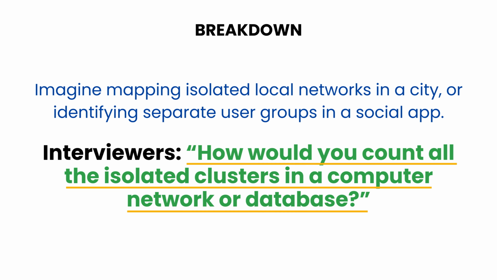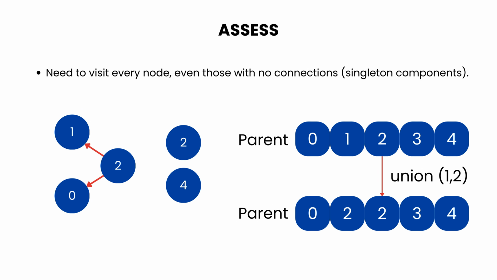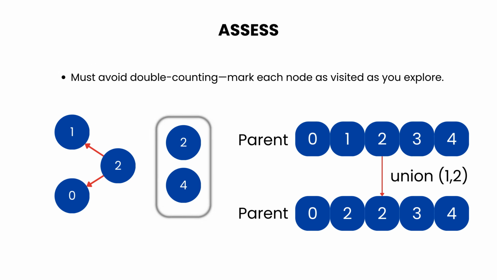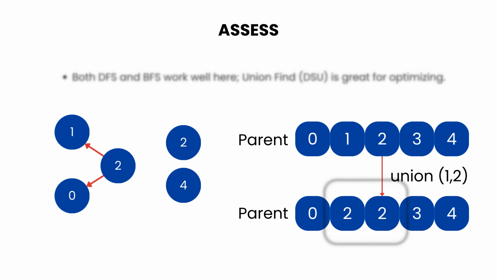What's tricky? You need to visit every node, even those with no connections, singleton components. You must avoid double counting, so mark each node as visited as you explore. Both DFS and BFS work well here. Union-Find, DSU, is great for optimizing.